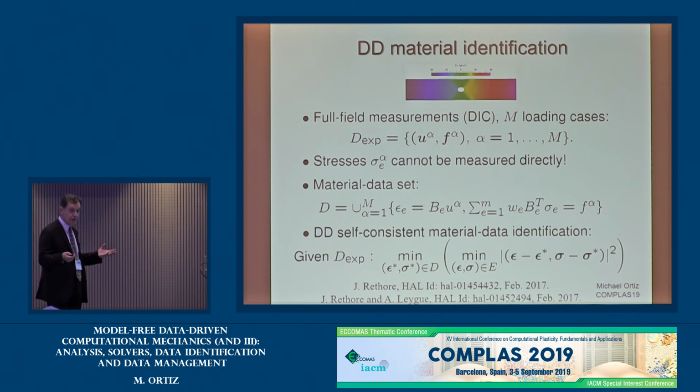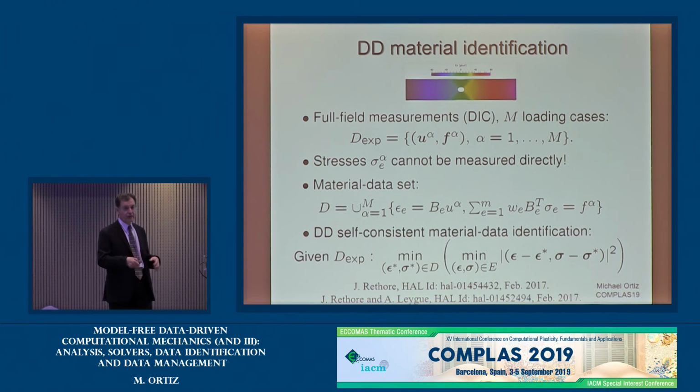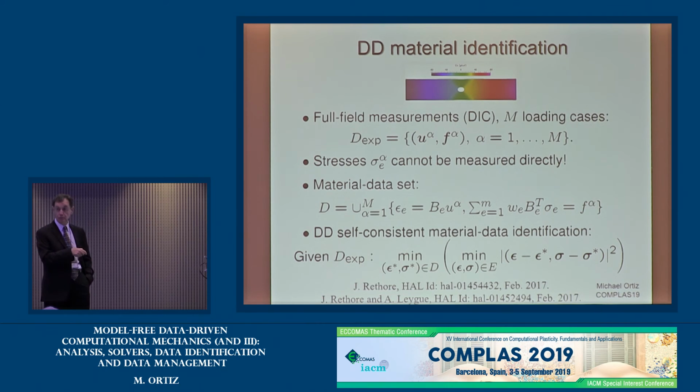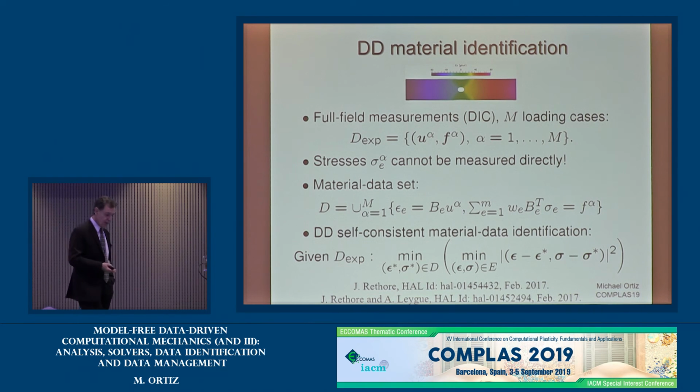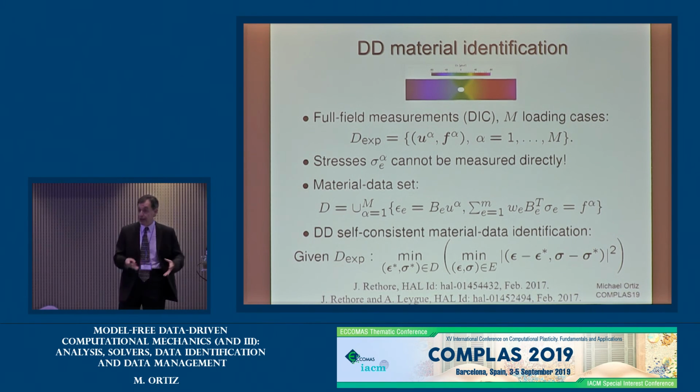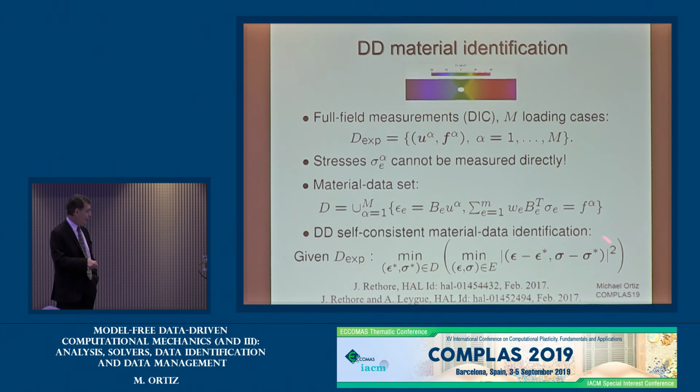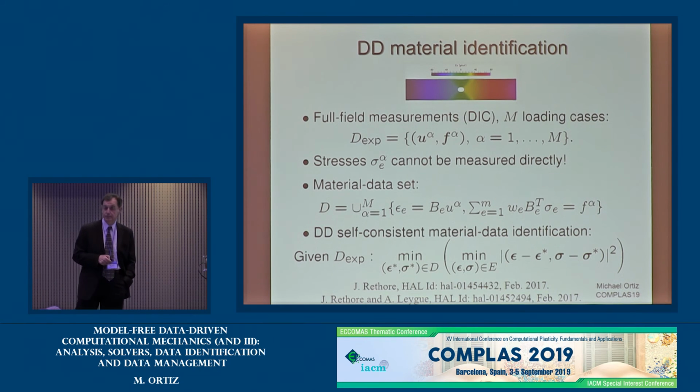Okay, so now DD provides a way of formulating a self-consistent loop that both solves the boundary value problem that is used in the experiment, and identifies the stresses. The way that is done now is to minimize, again, the L2 norm. These are the admissible sets, epsilon and sigma, and now these are possible material states that are consistent with the constraints.